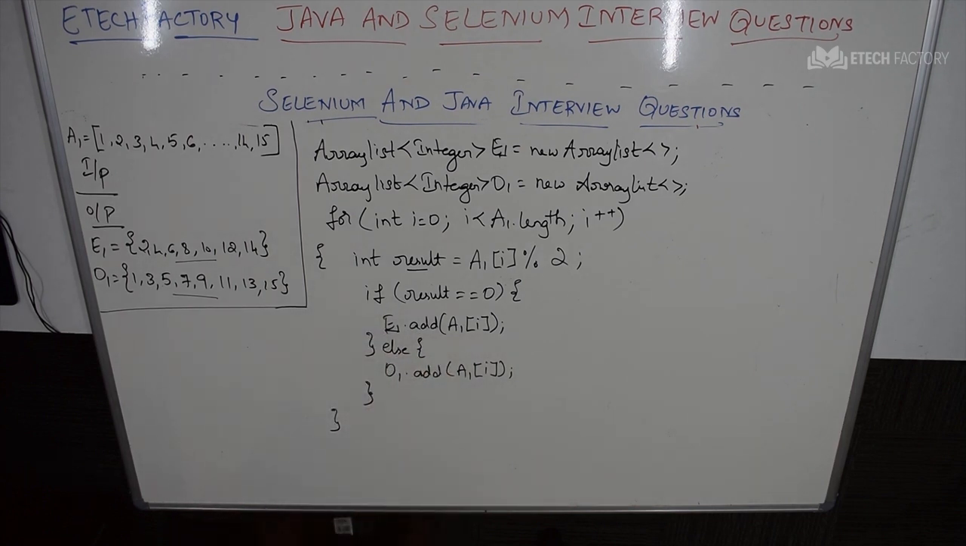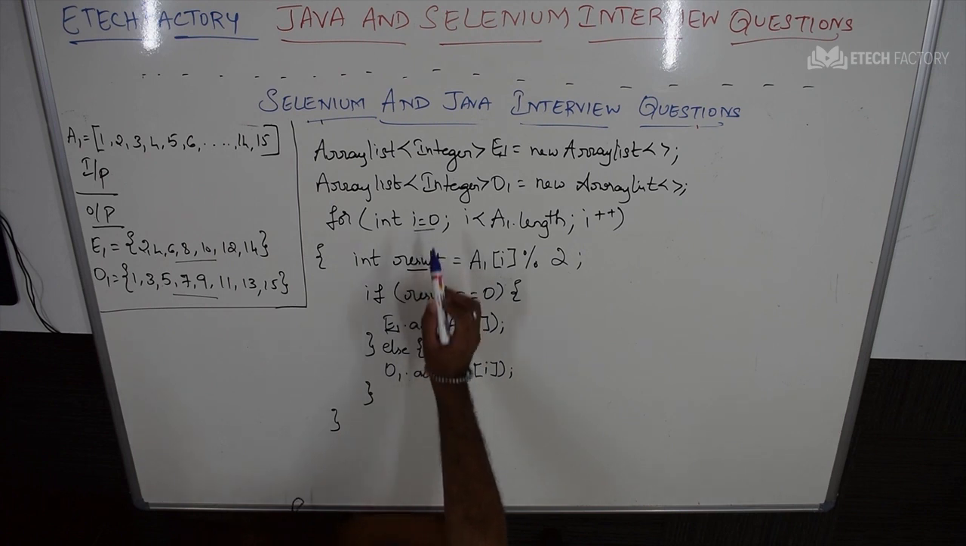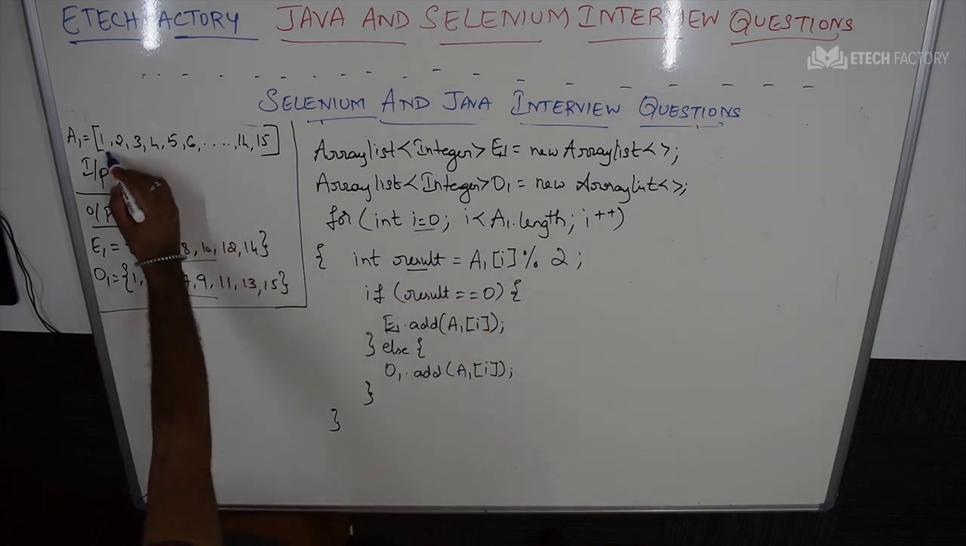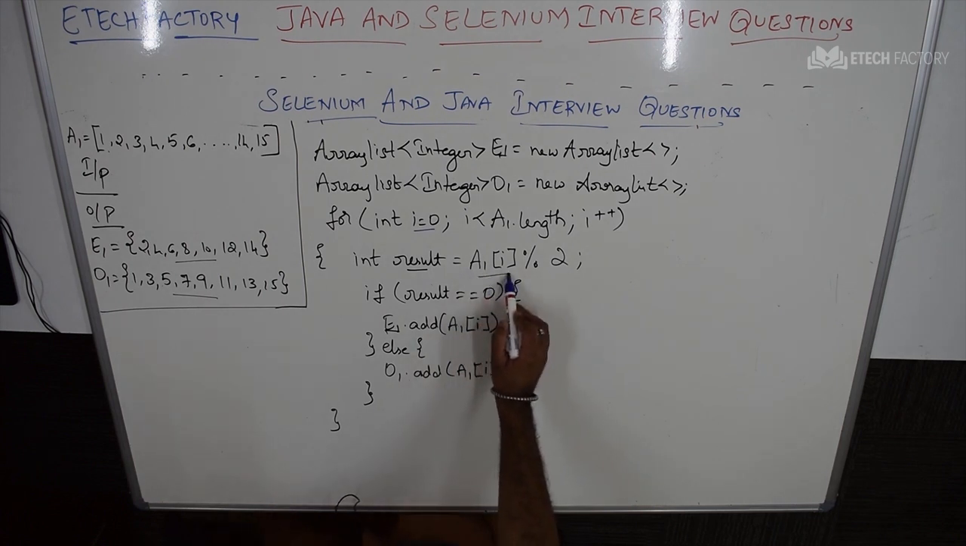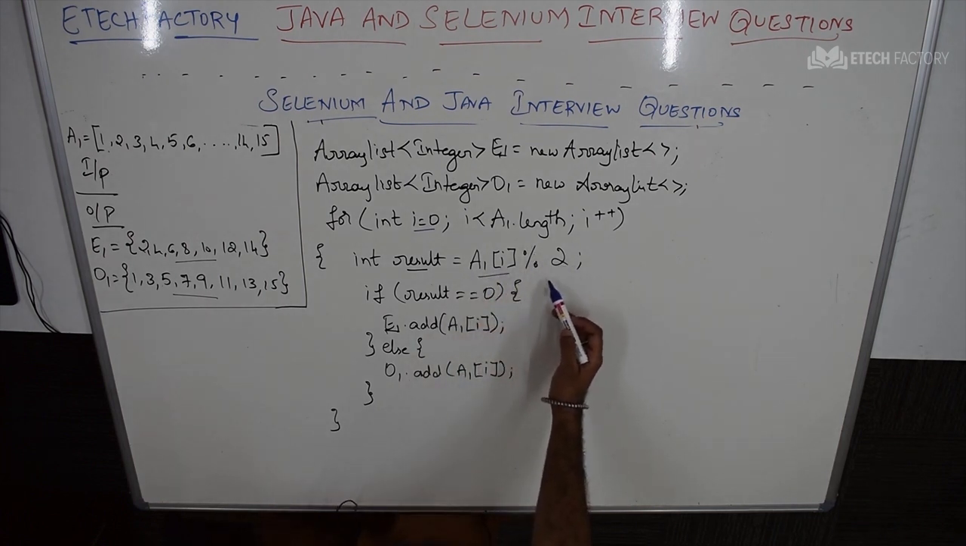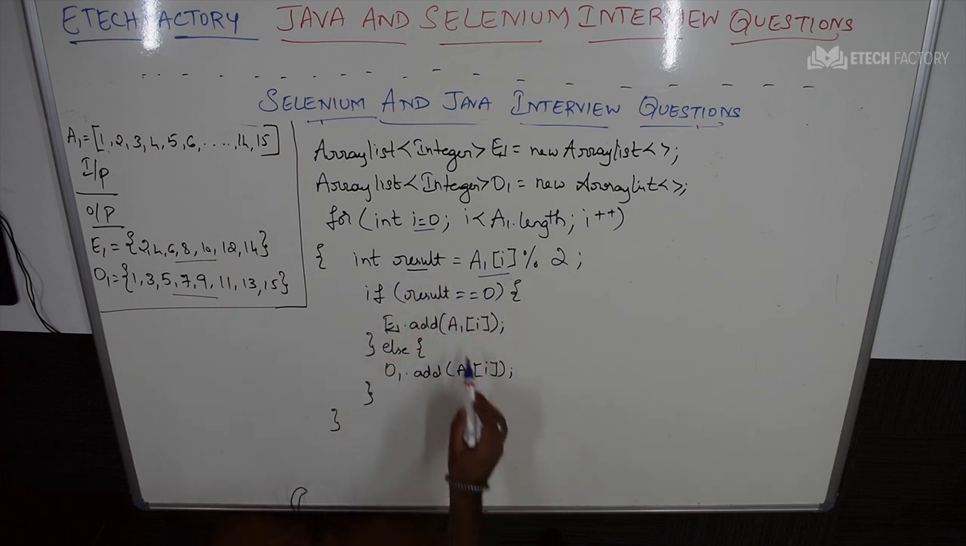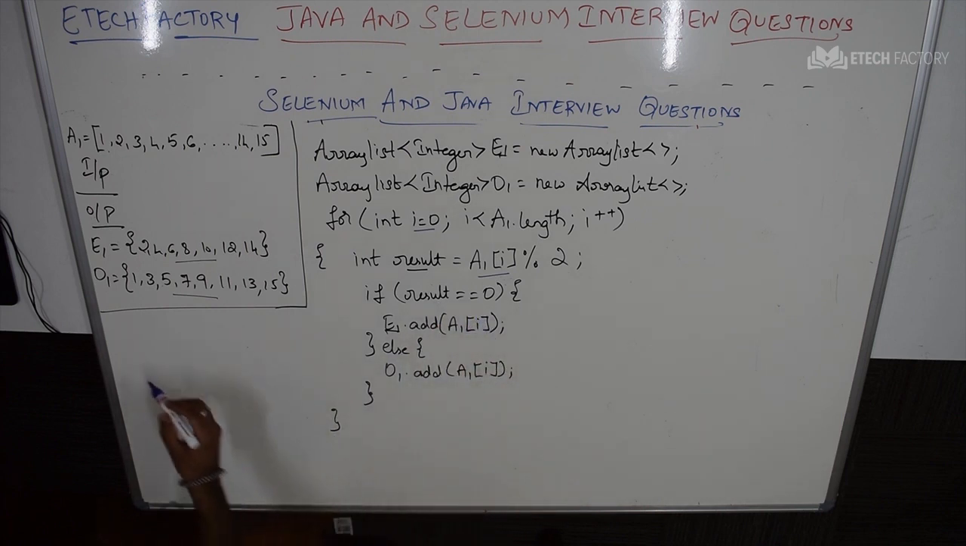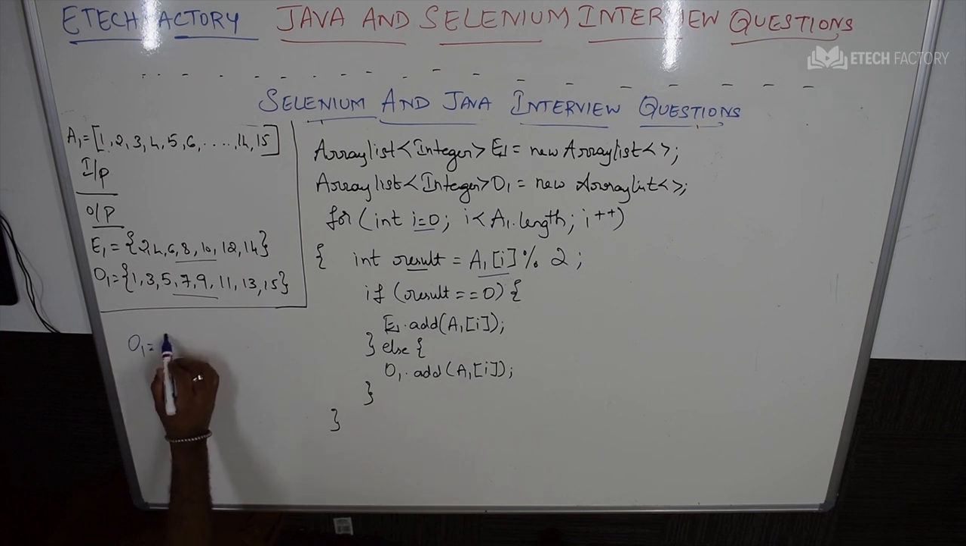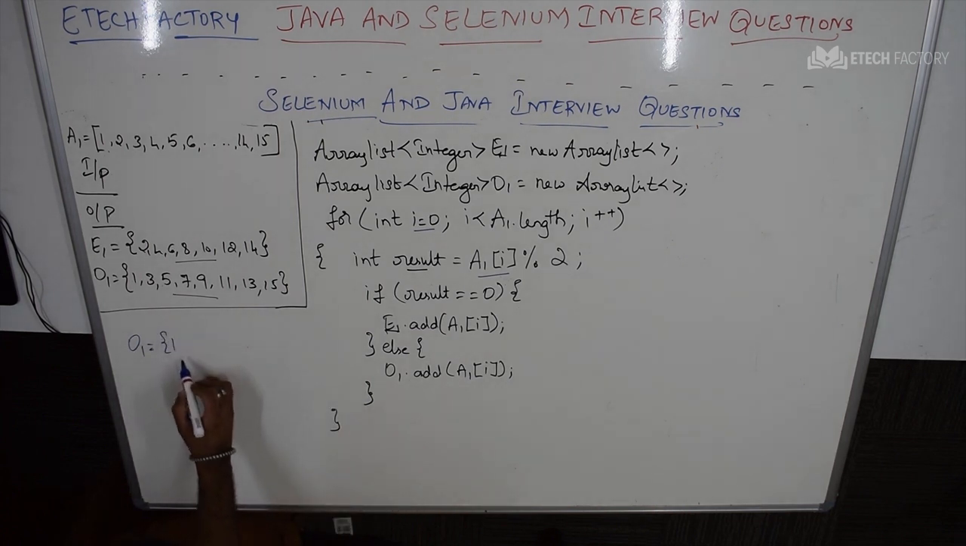Okay, so now let us see how it is going to get executed. So first thing is, here I am going to get a of 0. So a of 0 is equal to 1. So now here it comes, 1 divided by 2 is going to be 0.5 and the remainder is not 0 there. So at that point, result is going to have a non-zero number and it is going to compare it with 0. Since this is not going to get equal, it will add it to the odd number array list. So one of the array lists, which is O1, is going to get added with 1.